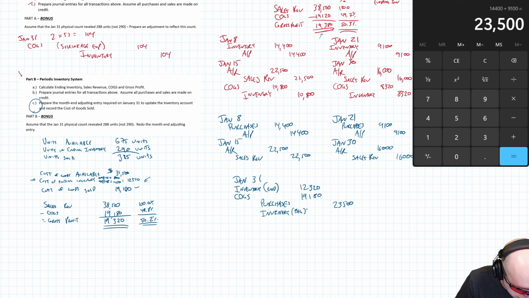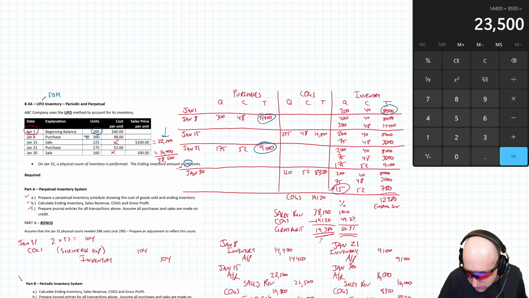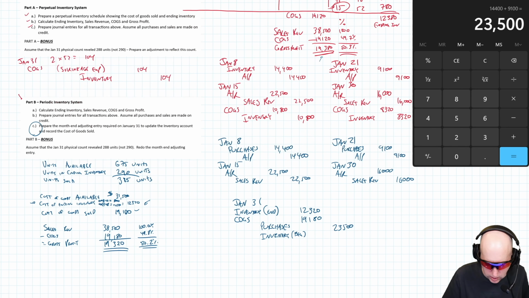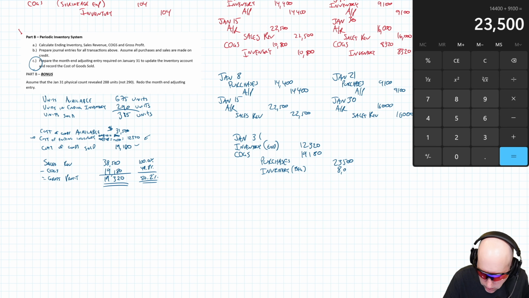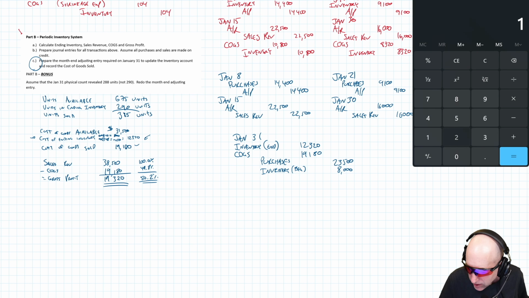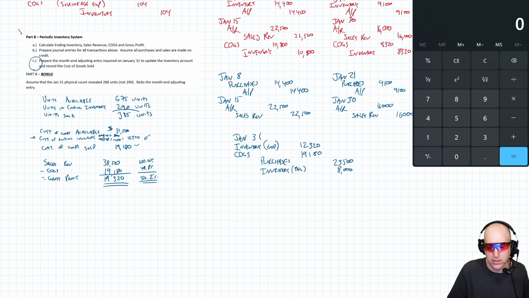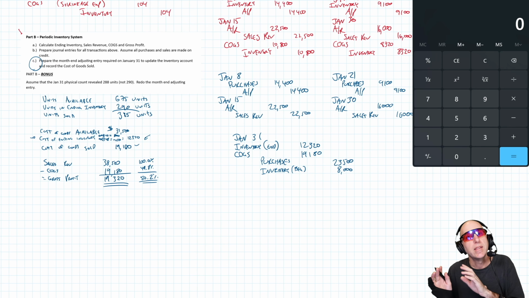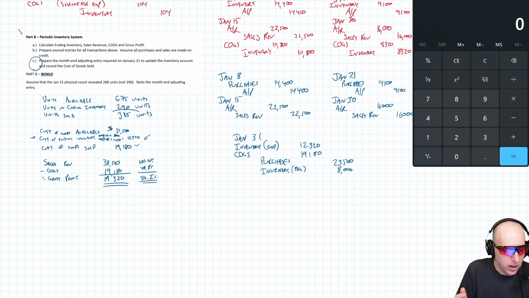So we credit beginning inventory for the amount of the beginning inventory, which was $8,000. I always double check this to make sure it adds up. 12,320 plus 19,180 is 31,500 in debits, and I can just see it, 31,500 in credits. Yes, the journal entry balances. We're done with part C.